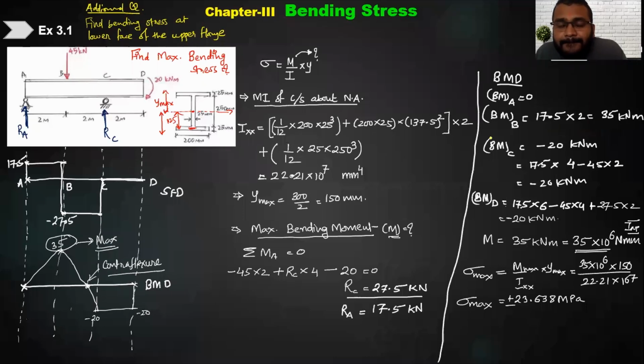So y maximum, we will take 125. How much will we take for y maximum? 125. Very good. You can do it that way, or somebody may go for the similar triangle method.